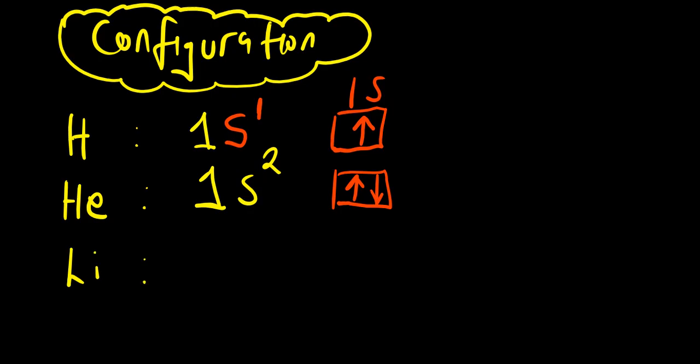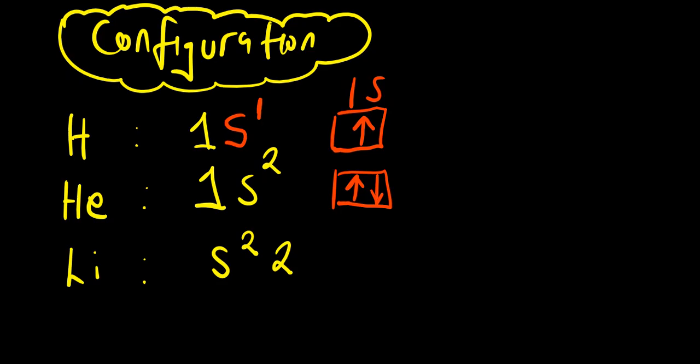How are we going to show lithium? The 1s shell has a capacity of 2. Now the last electron, what about it? The last electron will go into the second shell. In the second shell, you're going to find s and p.